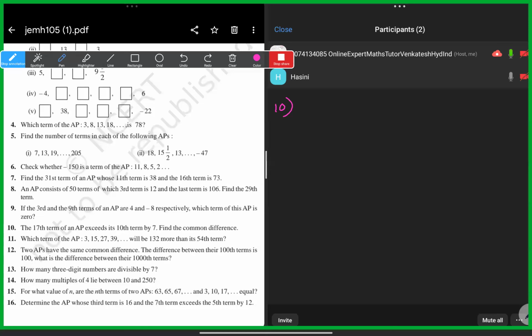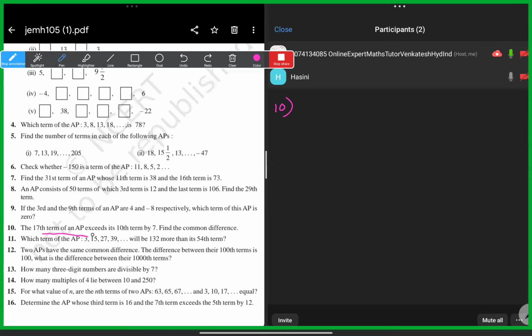The meaning of this, Hasni: exceeds means more than that. For example, Hasni's marks exceed her friend's marks by 10. Meaning of that is, when compared with your friend, you got 10 marks more. Or if you take the difference of your marks and your friend's marks, you will get 10 marks. Exceed is, it is more than that. Oh, okay, sir.